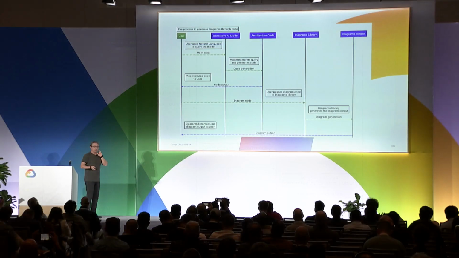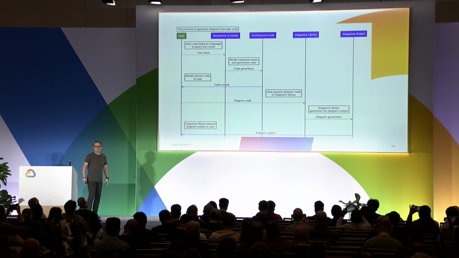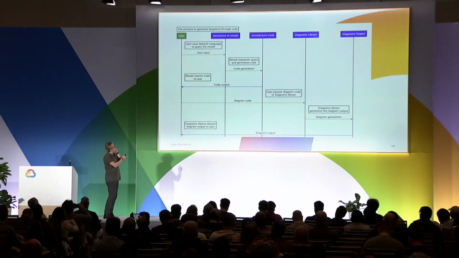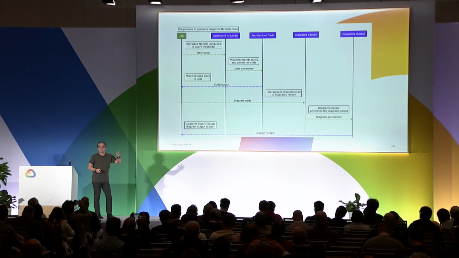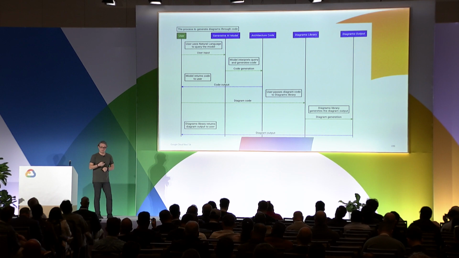So in the context of the diagrams library, it means having the user express the description of what they want to do in natural language. All right. Have the LLM generate the code, pass the code back to the workflow, to the application, and then have the diagrams library invoked with that validated snippet of code, generate a diagram, and pass it back to the user.